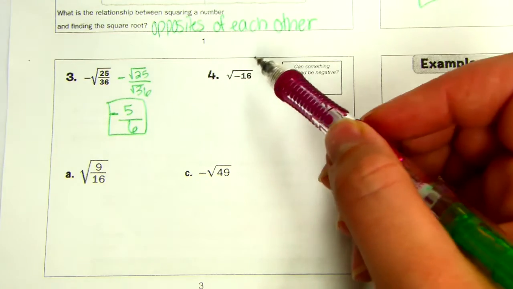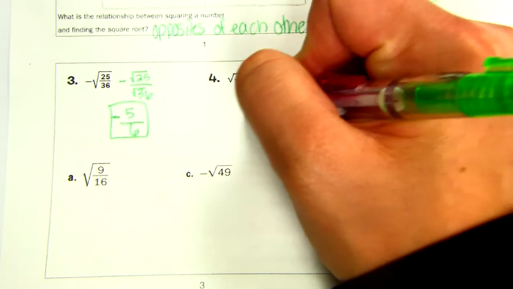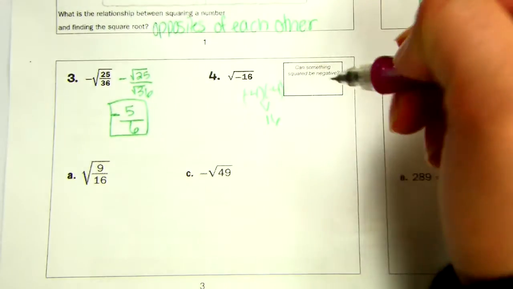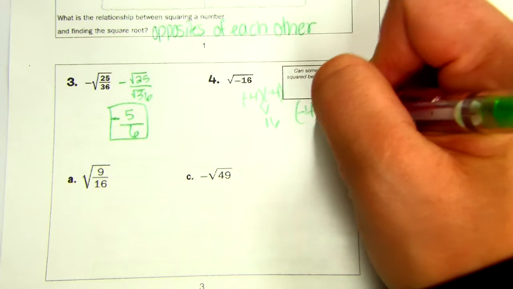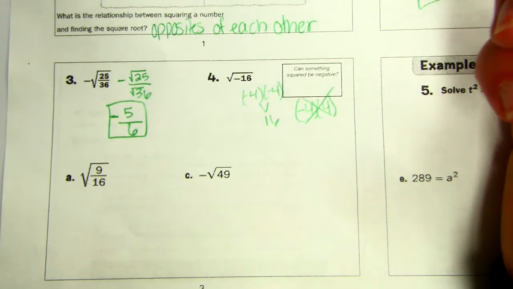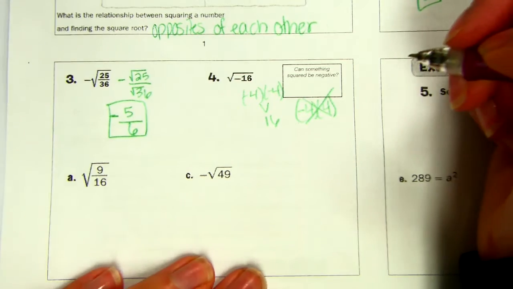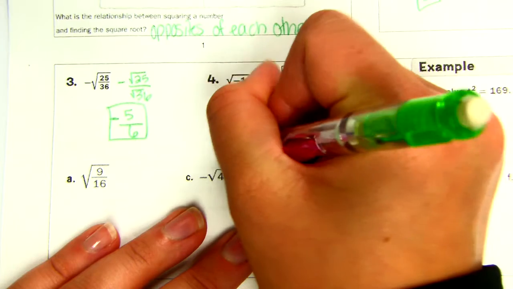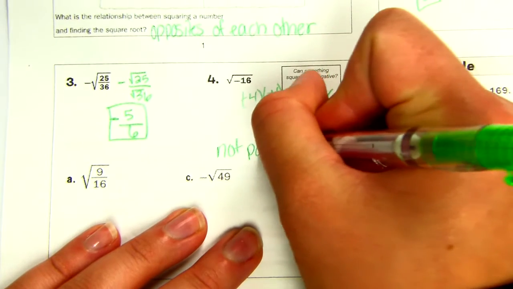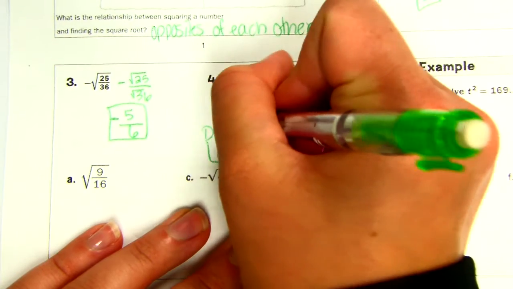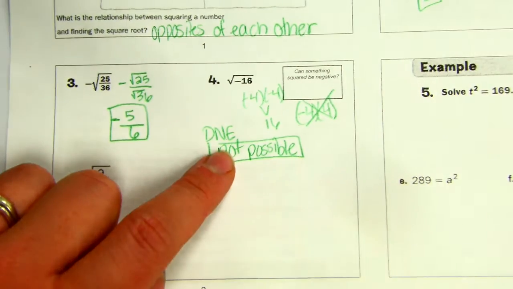You're thinking negative 4. Negative 4 times negative 4, because it'd have to be the exact same. Well, that's positive 16. You can't have a negative 4 and a 4 because those aren't the same numbers. You have to take it times itself. So number 4, you cannot have the square root of a negative number. So we would say not possible. Or you could say DNE, does not exist.